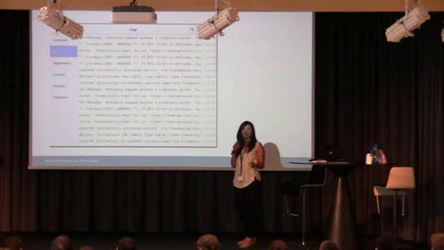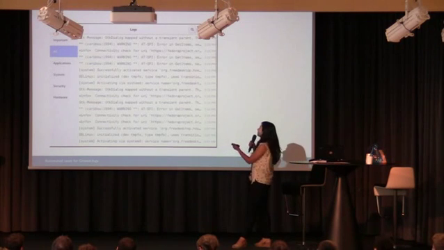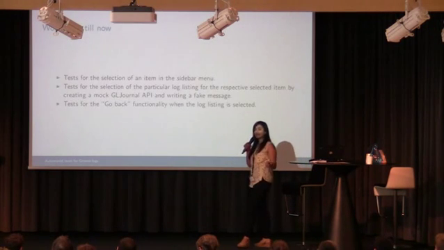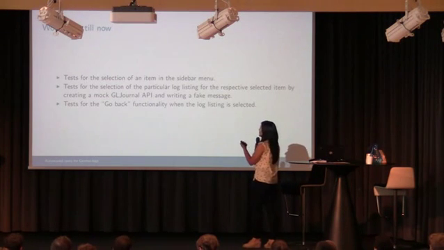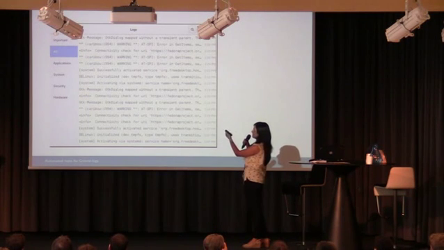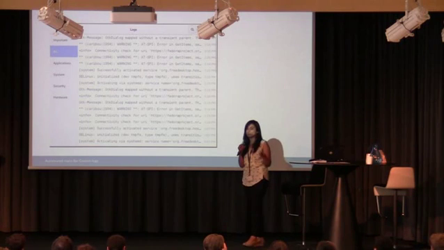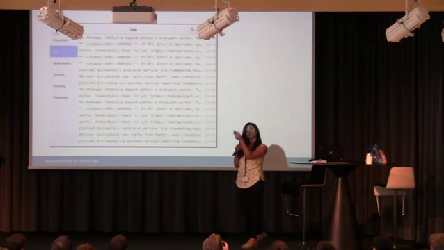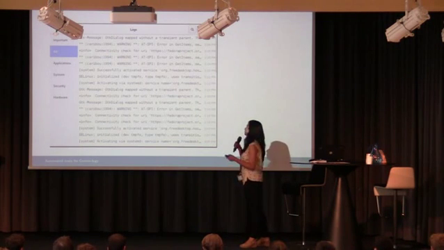And right now I'm working on automated tests for GNOME Logs. So this is the Logs UI. The various tests that we wrote for GNOME Logs include, first, the selection of an item in the sidebar menu. As you can see, there are various categories like important, all, applications, etc. So the first test was to do a user click on each of the categories and test it. We did it using the Dogtail framework.